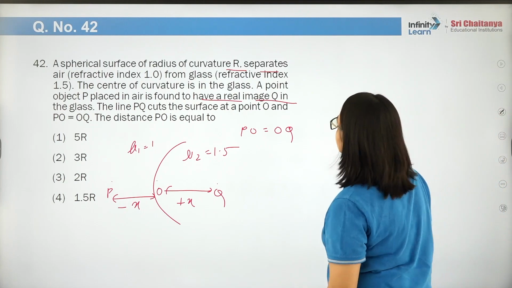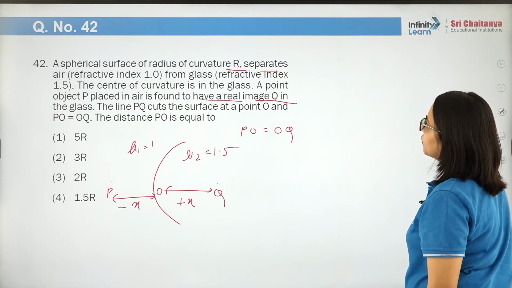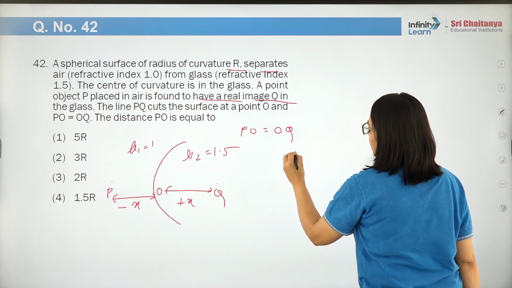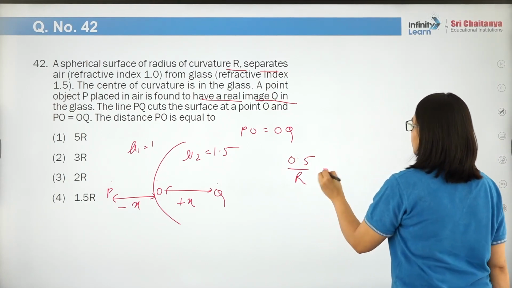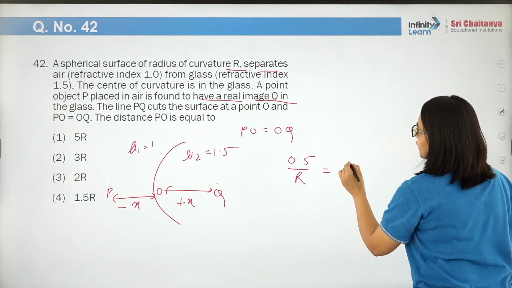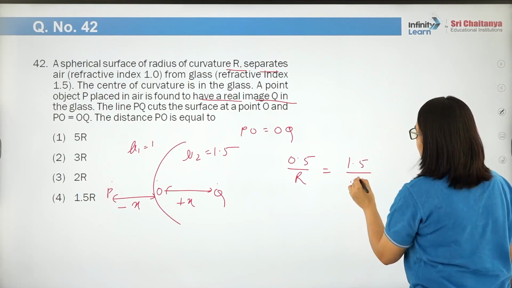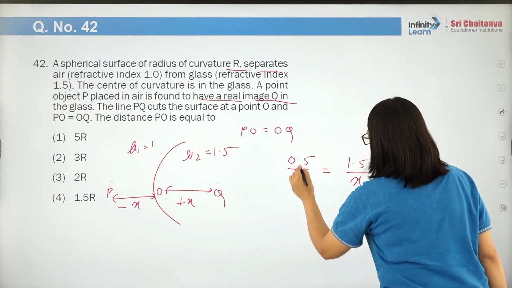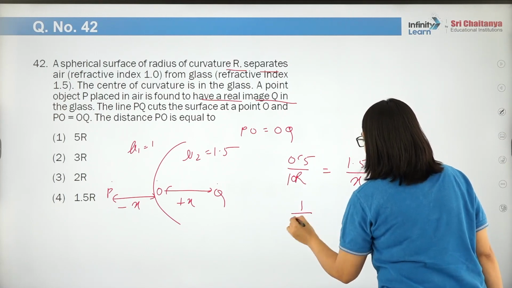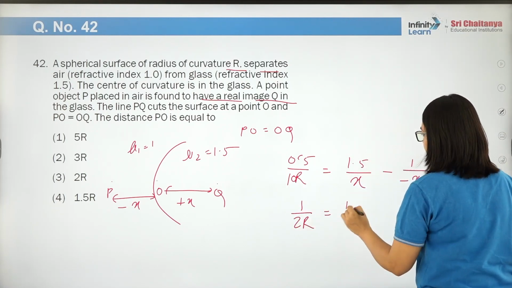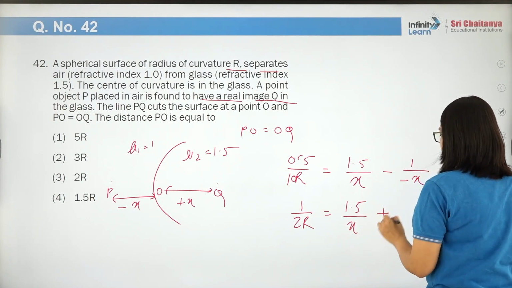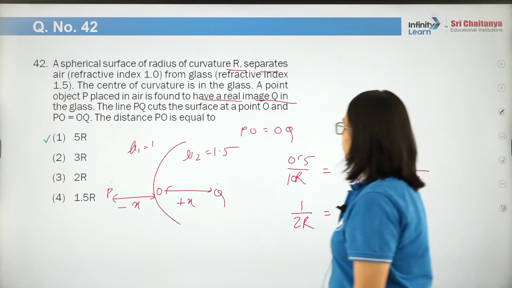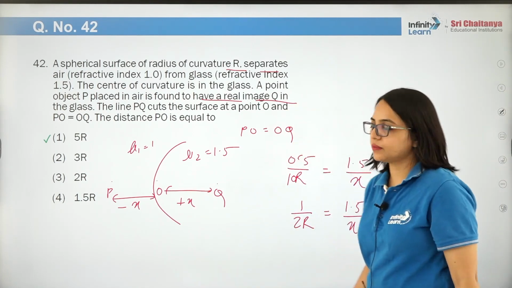So let's apply this equation, and we have a radius of curvature R which is positive in this case. So mu2 minus mu1, 1.5 minus 1, divided by R is equal to mu2 upon V, which is 1.5 divided by X, minus mu1 upon U. So this will be 1 upon 2R is equal to 1.5 upon X plus 1 upon X. After solving this one, you will find the value of X as 5R.